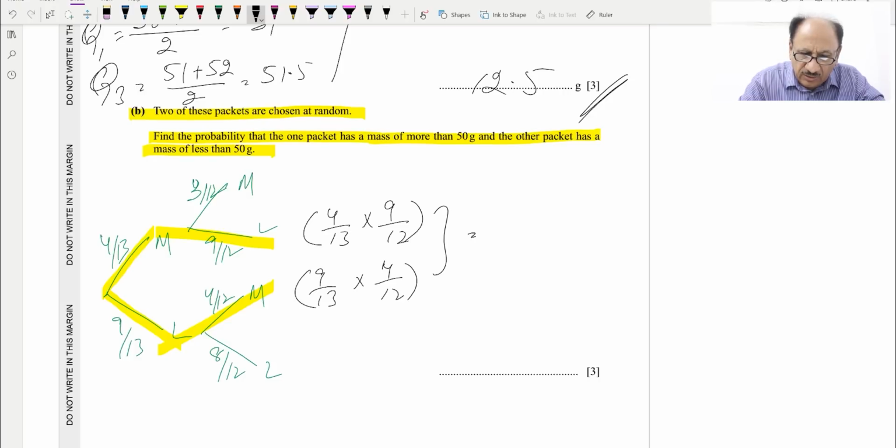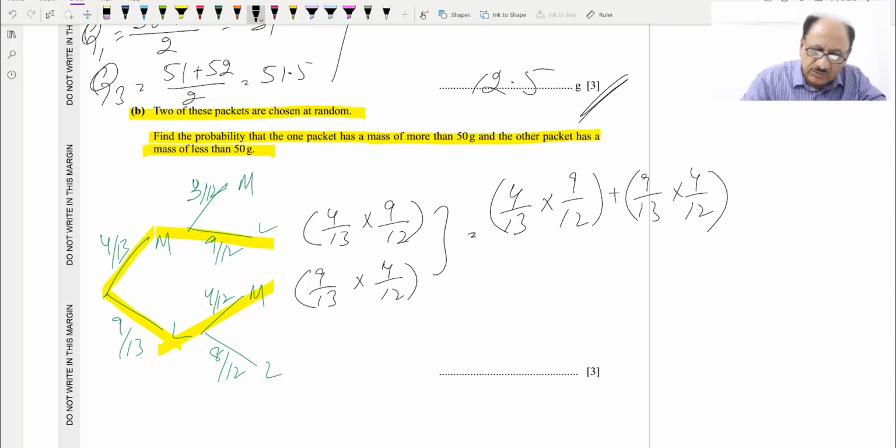So we can write this as 4 over 13 into 9 by 12, plus 9 by 13 into 4 by 12, and we can cancel. 4 ones are 4 and 4 threes are 12, and 4 ones are 4, 4 threes are 12, and 3 threes are 9, and 3 threes are 9. So this will be 3 by 13.